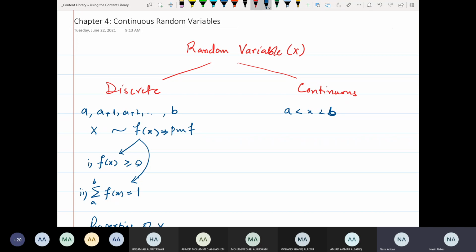Now later I will tell you that putting an equal sign in continuous random variable or not putting an equal sign with these inequalities doesn't matter. For continuous random variable, it doesn't matter. For discrete, it does matter.